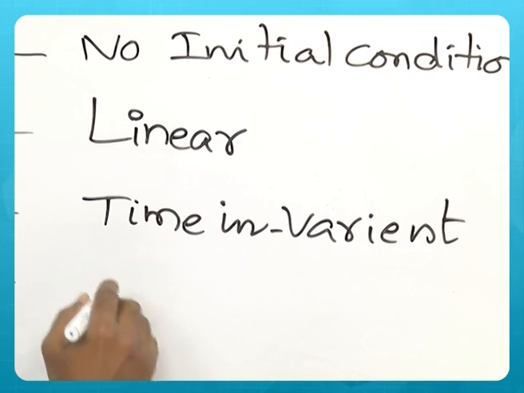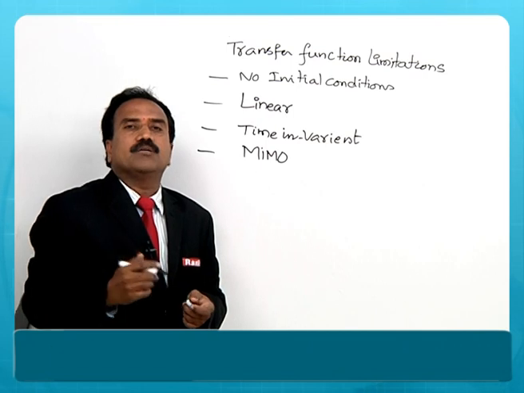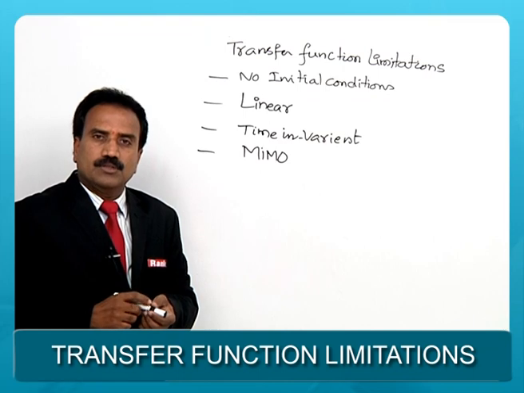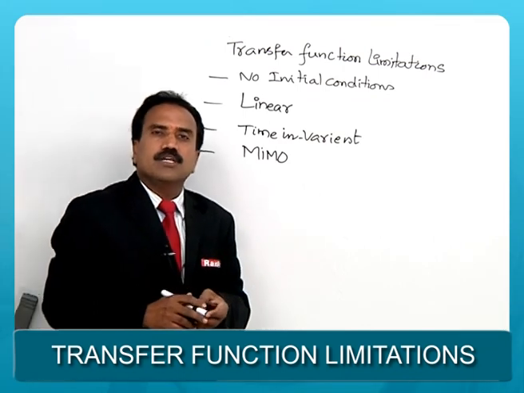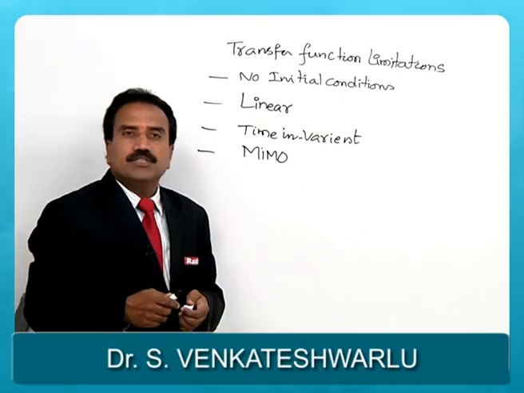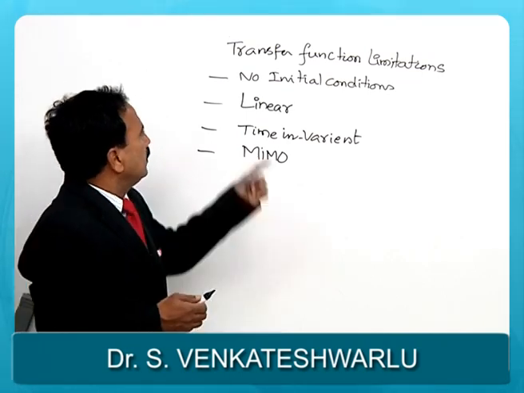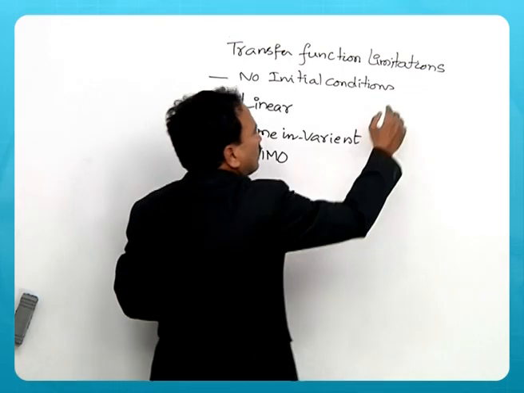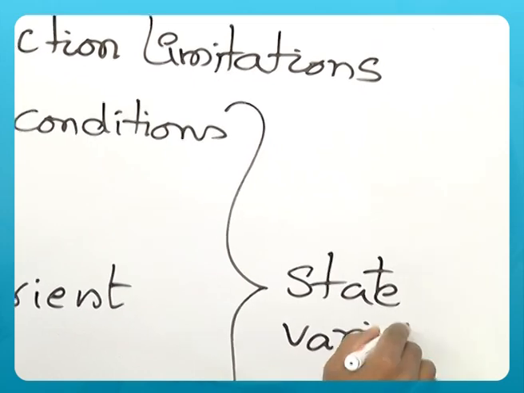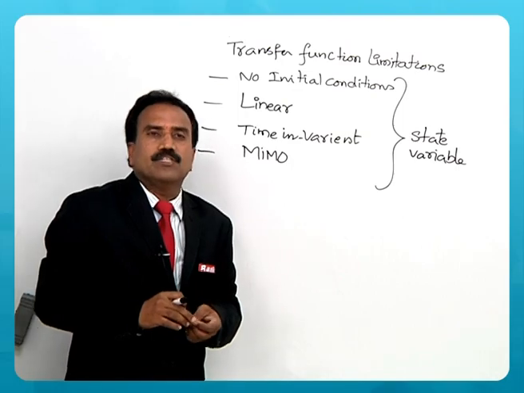Another limitation of transfer function is it cannot be applied to multiple input and multiple output systems. It is only for single input and single output systems. But in practical or real systems, there may be multiple inputs and outputs. So, in such cases, transfer function analysis cannot be applicable to those systems. All these limitations can be overcome by state variable approach, that we see at the end of this particular subject.